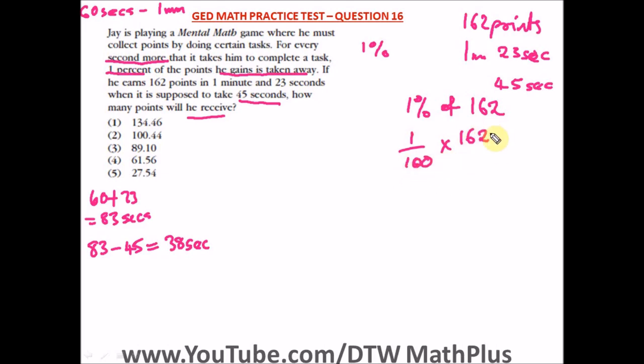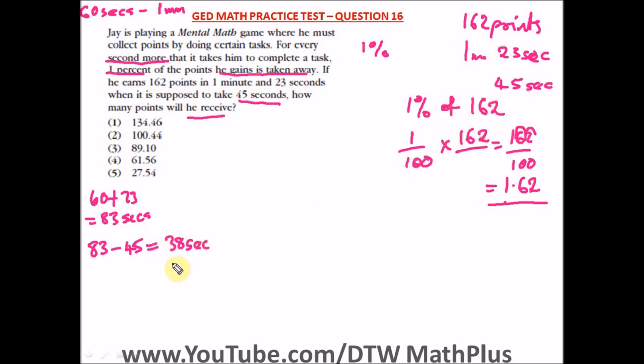When you have 162 over 100, you just count decimal places twice, so we have 1.62. So 1% of 162 is 1.62. Now let us find the total points that will be taken away. This is for every 1 second he spends. Every 1 second more that it takes him to complete a task, 1% of the points is taken, so for every 1 second, this is the point that is taken away from his total points.